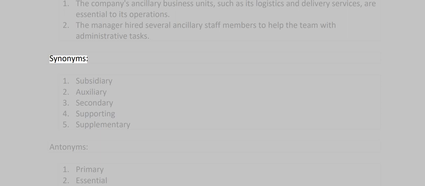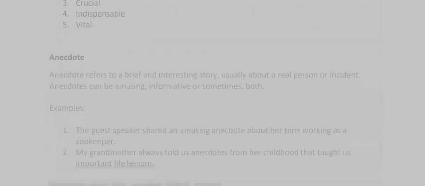Synonyms. 1. Subsidiary. 2. Auxiliary. 3. Secondary. 4. Supporting. 5. Supplementary. Antonyms. 1. Primary. 2. Essential. 3. Crucial. 4. Indispensable. 5. Vital.